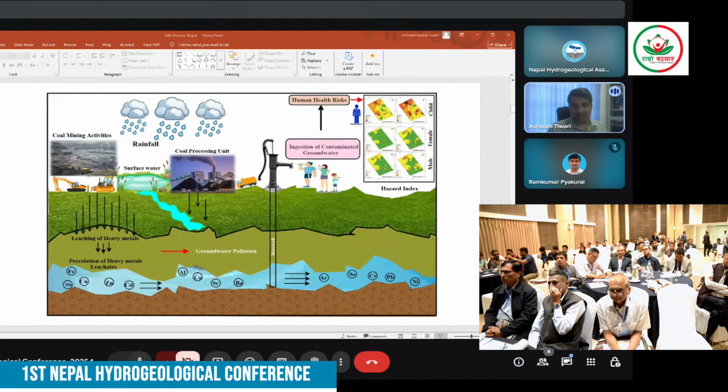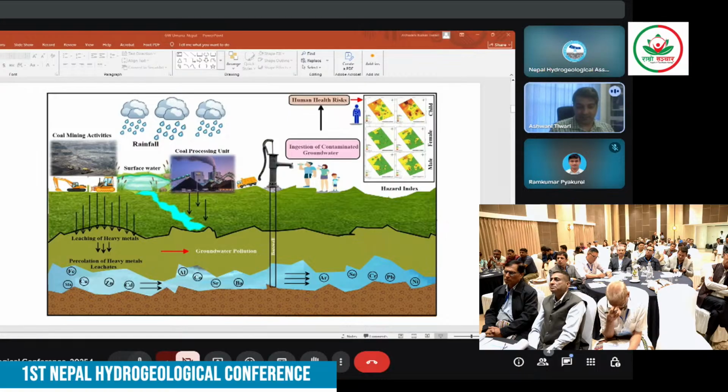So my project was to understand the seasonal variation in groundwater contamination, what is the impact of mining on water resources, and what is the risk to the local population there.